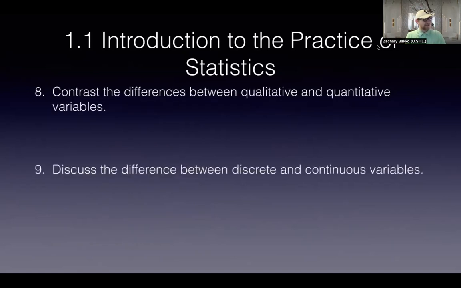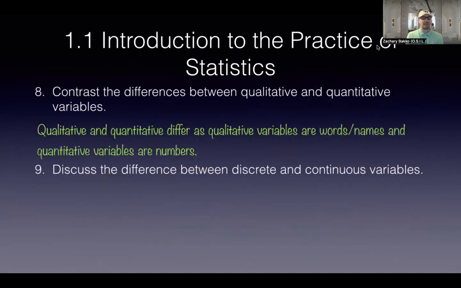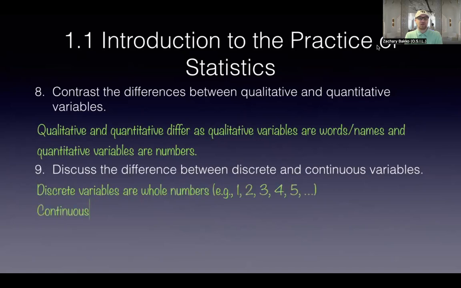So now let's contrast the difference between qualitative and quantitative variables. So qualitative and quantitative differ, as qualitative variables are words and names, and quantitative variables are numbers. Then let's discuss the difference between discrete and continuous variables. Discrete variables are whole numbers, for example, 1, 2, 3, 4, 5, whereas continuous variables are measurable numbers, for example, negative 1.02, 0.33, 45%, and so on.